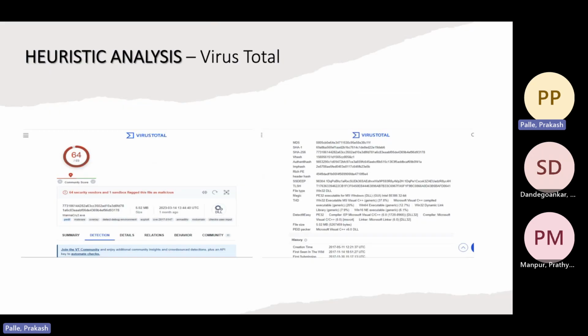And the other tool we have used is VirusTotal, which is also an online service that analyzes files and URLs for potential malware. It scans the submitted files and URLs with multiple antivirus engines and provides detailed reports on the detection results. VirusTotal can help identify known malware and gather additional information about the file, such as behavior, indicators, or relationship to other samples.